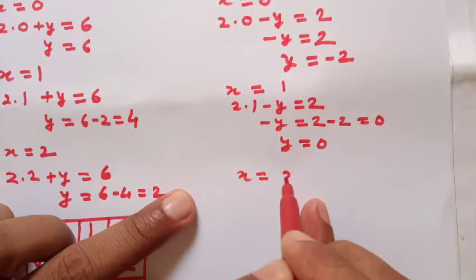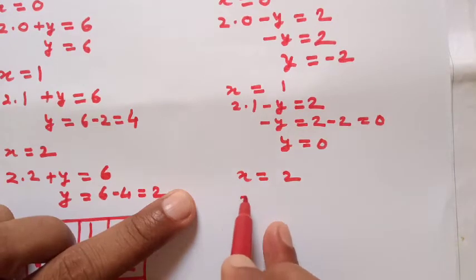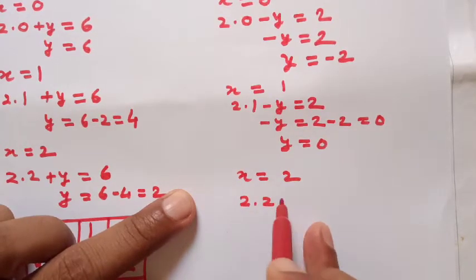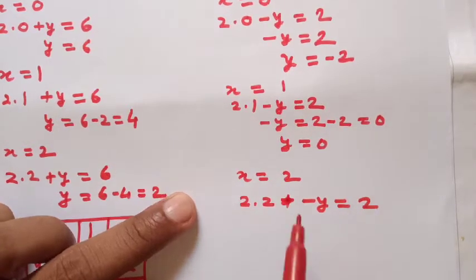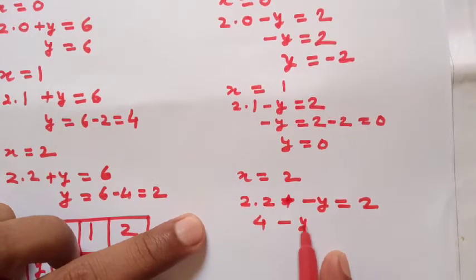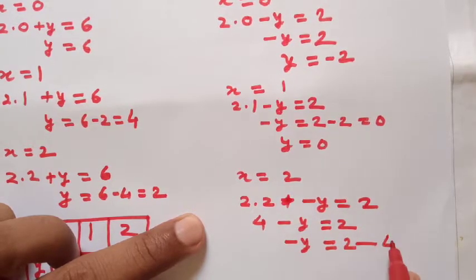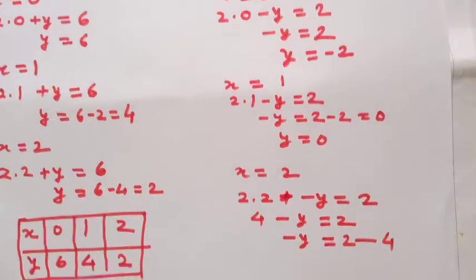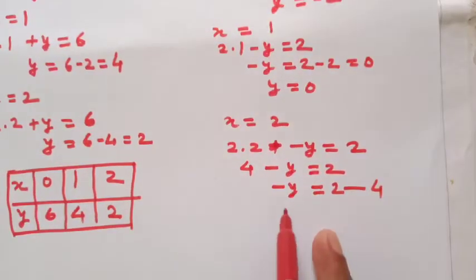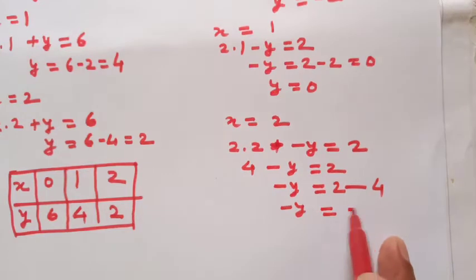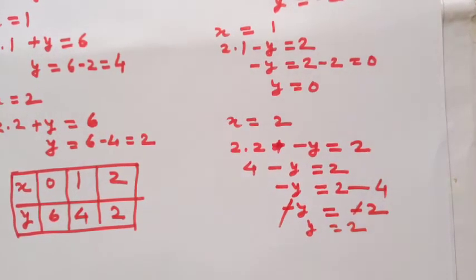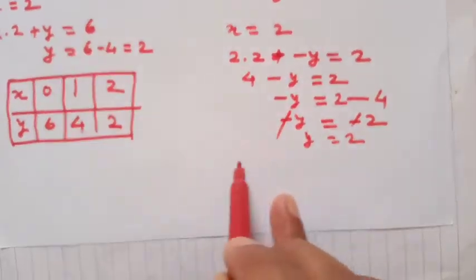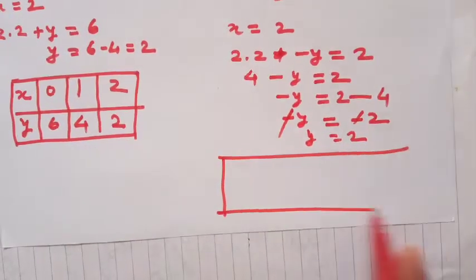So x is equal to 2. Put the value in the linear equation: 2 into 2, sorry, 4 minus y is equal to 2. So minus y is equal to 2 minus 4. When you shift the 4 to the RHS side, the sign will change. So minus y is equal to minus 2, and y is equal to 2. Clear? Now you should draw the table.